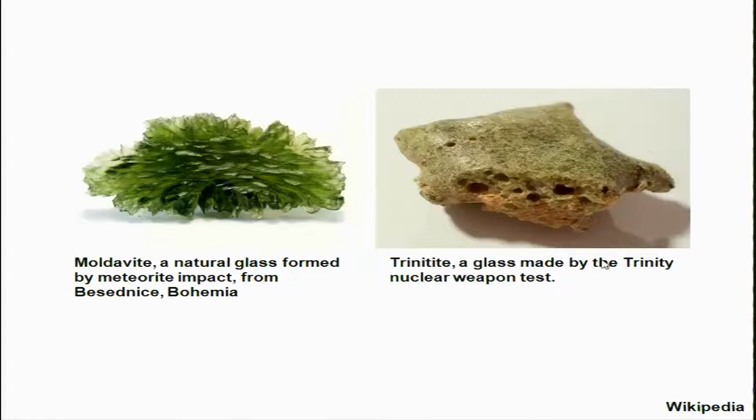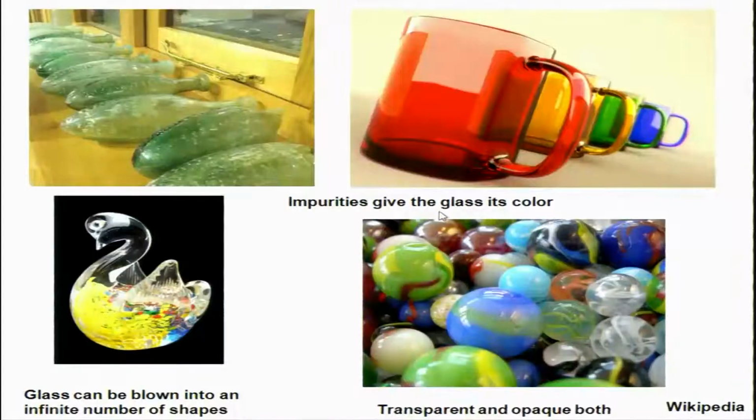Then this is another glass, which is called trinitite, which is a glass made by the Trinity nuclear weapon test. Again, it has undergone solidification. Solidification does not result in formation of a periodic structure. Similarly, there are plenty of applications of these glasses.